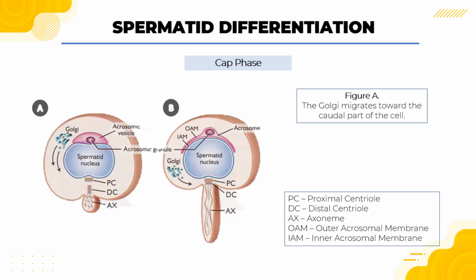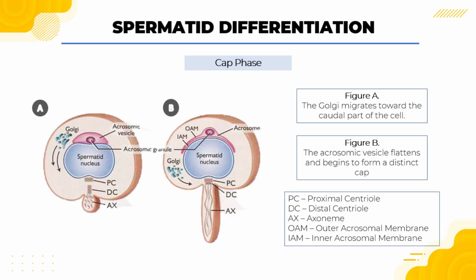The distal centriole forms the axoneme, or flagellum, that projects away from the nucleus towards the lumen of the seminiferous tubule. On the other hand, the acrosomic vesicle in figure B flattens and begins to form a distinct cup consisting of an outer acrosomal membrane, an inner acrosomal membrane, and the acrosomal contents.